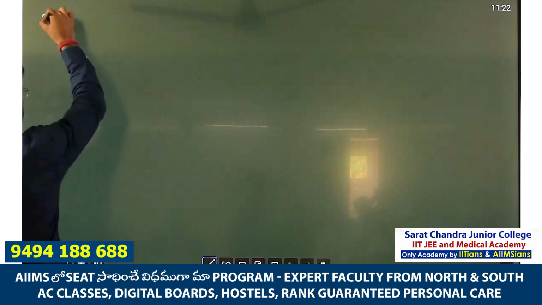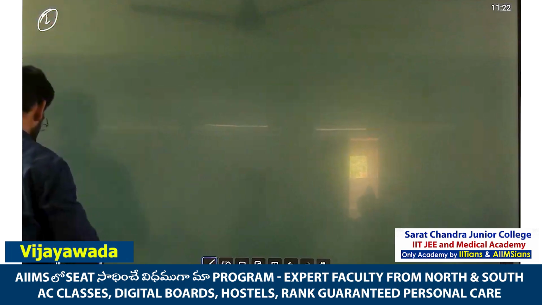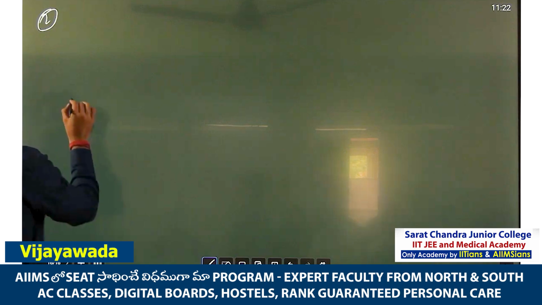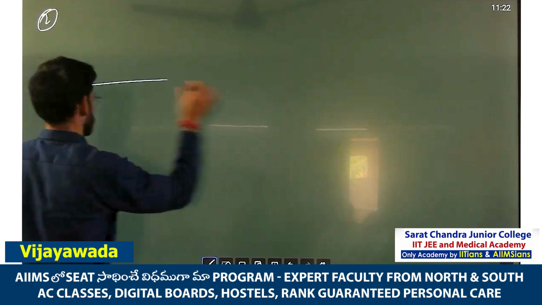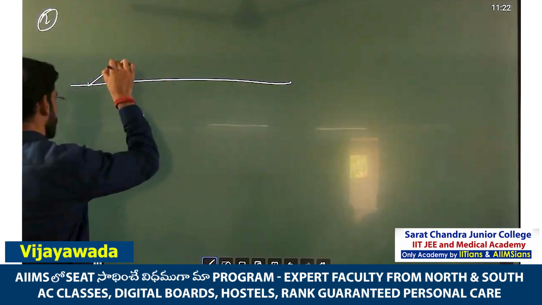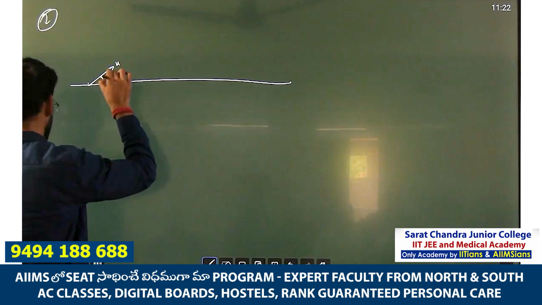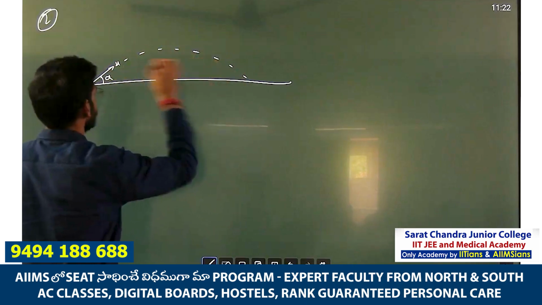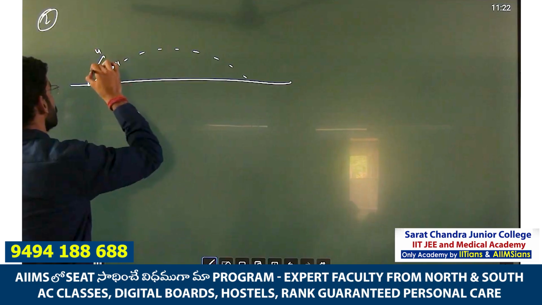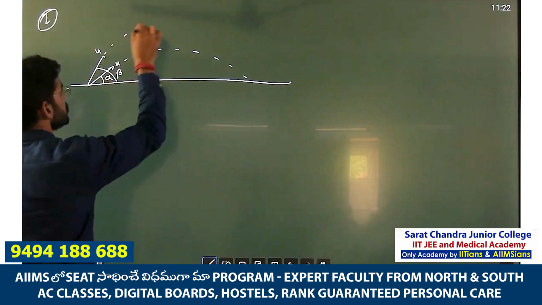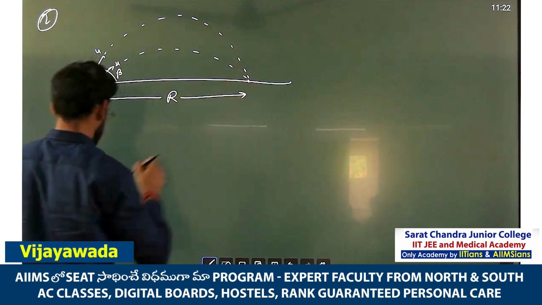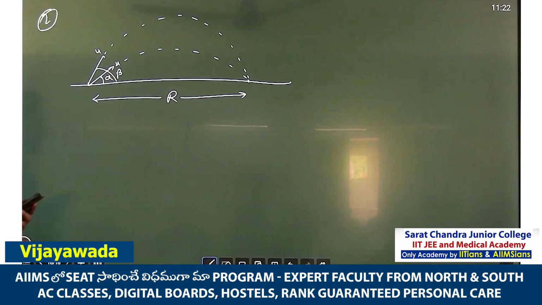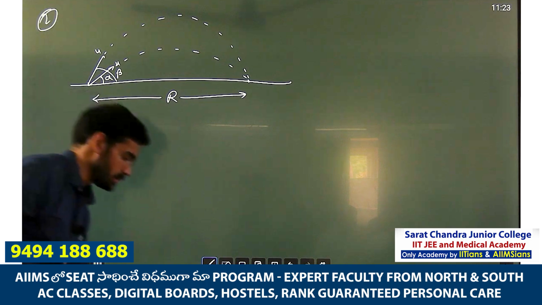Second point. So I am saying here that I have two projectiles with the same u, at an angle alpha, at an angle beta, and I am getting the same range. What will be the relation between alpha and beta? Alpha plus beta equal to 90 degree. How are we saying this?